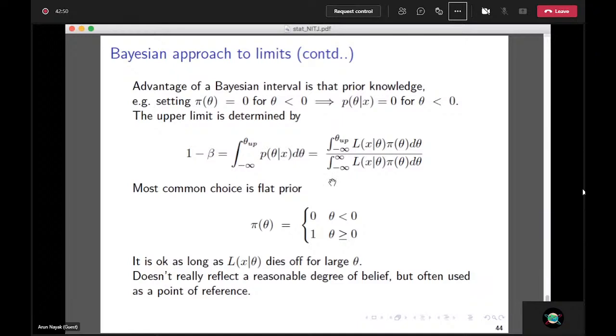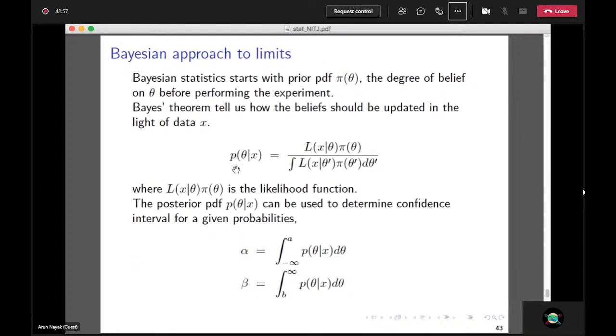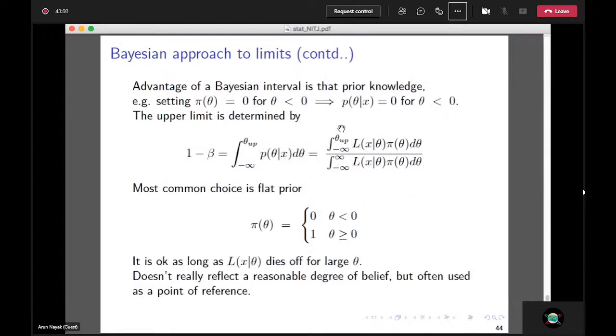Okay, thanks. So this you can now write, if you integrate this from minus infinity to theta up, that will make this integration, and in this case you can say that when theta is less than 0, so if we use this prior where pi of theta is 0 for theta less than 0 and pi of theta is 1 for theta greater than 0, this quantity will become 0 for theta less than 0. So we will be obtaining a limit which will be positive.